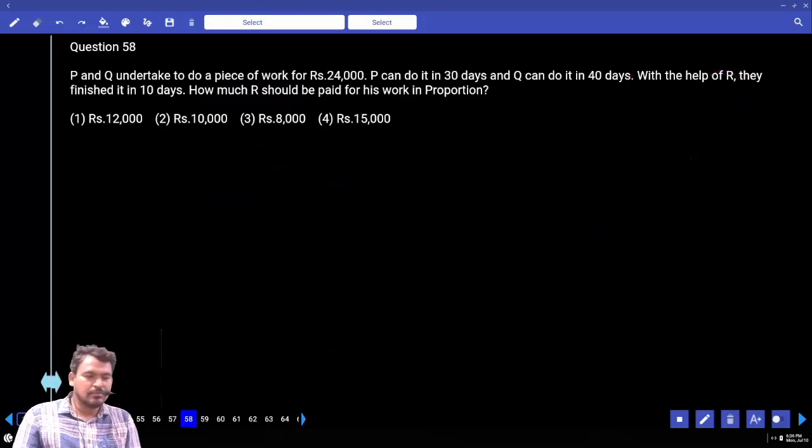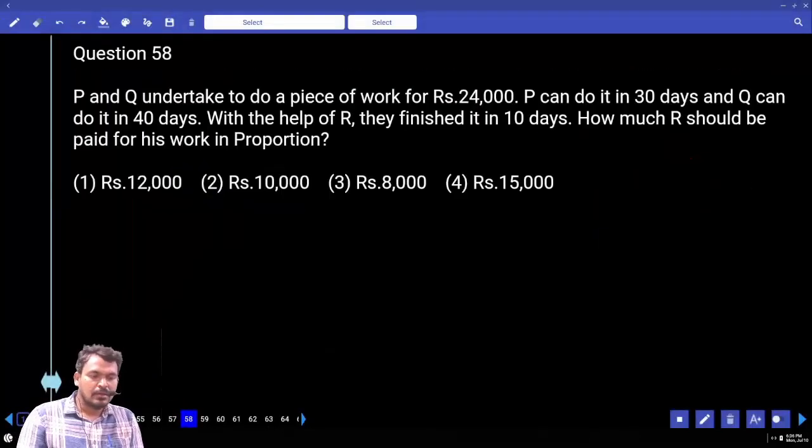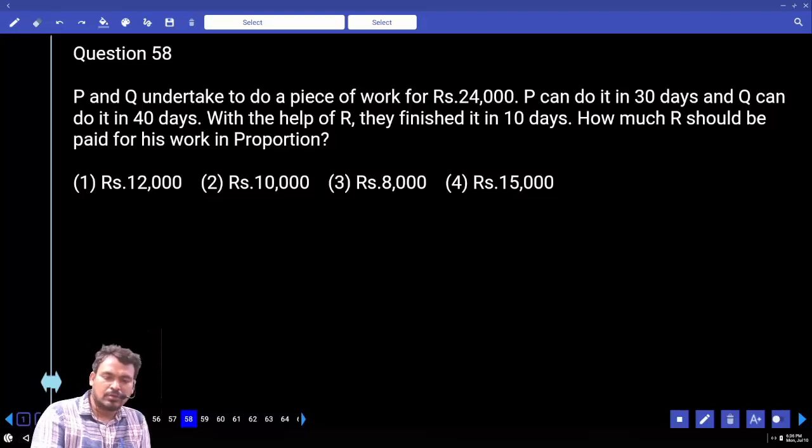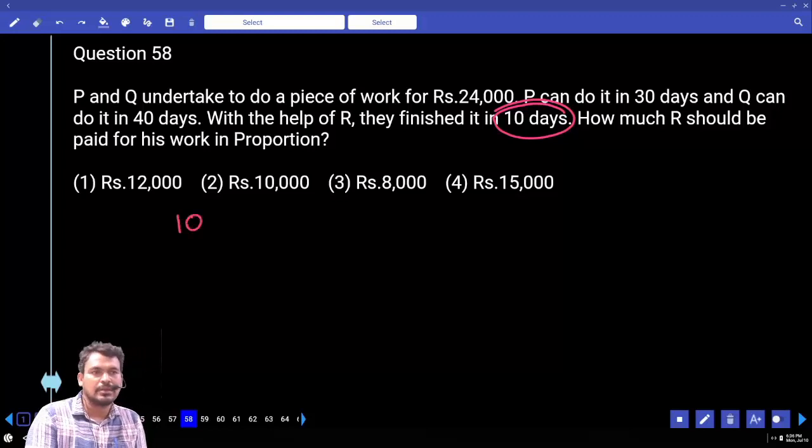Next question number 58. P and Q undertook to do a piece of work, 24,000. P can do it in 30 days and Q can do it in 40 days. But with the help of R, they finished it in 10 days. How much should R be paid for his work in proportion? First of all, only PQR together. PQR together can complete the work in how many days? 10 days. Means all the 3 persons can do the work in 10 days.